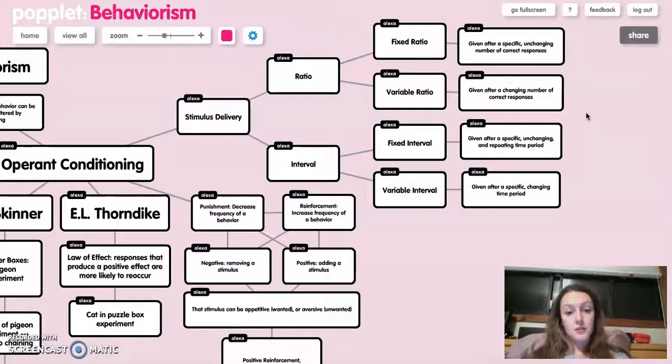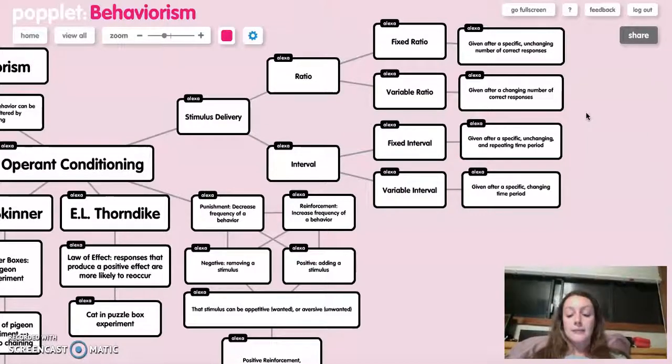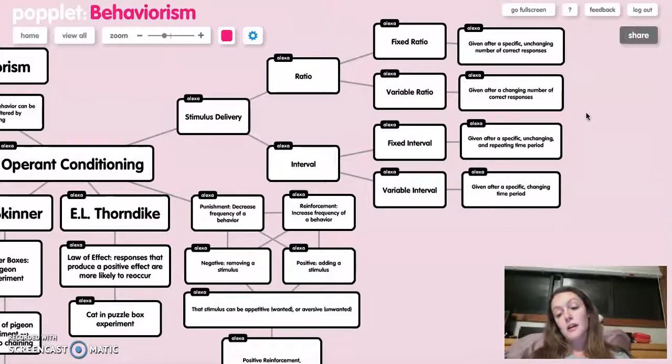Fixed intervals are very similar to the fixed ratio, only instead of relying on the number of times you exhibit the correct behavior, it's fixed on a specific time period, and it never changes. So say I'll get a positive stimulus once a week for doing my job. Once a week. Every week. It's never going to change because it's in regards to time, not how much work I get done. So it's going to be once a week, every week indefinitely.